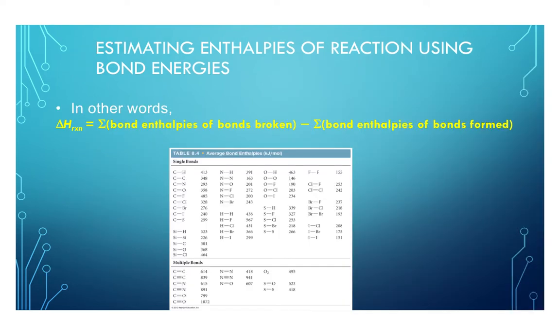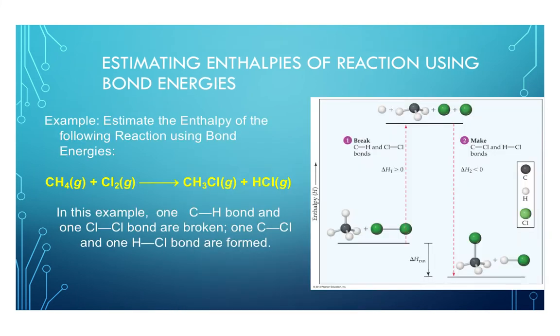In other words, the delta H of a reaction is going to equal the sum of the bond enthalpies of the bonds broken minus the sum of the bond enthalpies of the bonds formed. Okay, so in other words, the energy we have to put in minus the energy we get out, and that gives us our delta H.